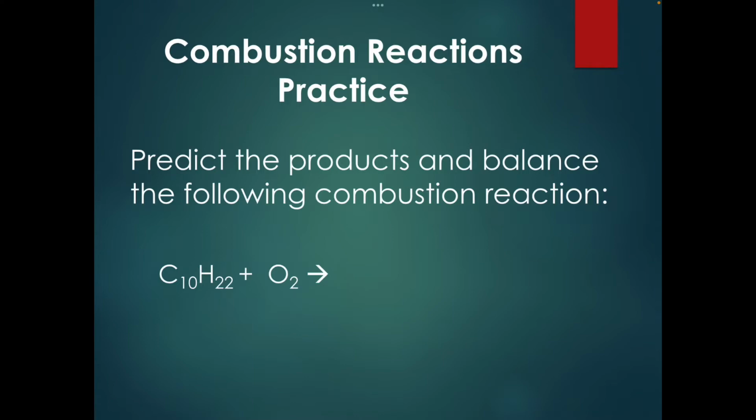So let's try this one. This says predict the products and balance the following combustion reaction. Again, this should be an easy one. If we're predicting the products, you can say, oh, I see that a hydrocarbon is reacting with oxygen gas. Anytime a hydrocarbon is reacting with oxygen gas, that is a combustion reaction. Therefore, the products are always carbon dioxide and water. So easy one, predicting the products wise. So our next step now is to balance it. And remember, combustion reactions are tricky to balance.